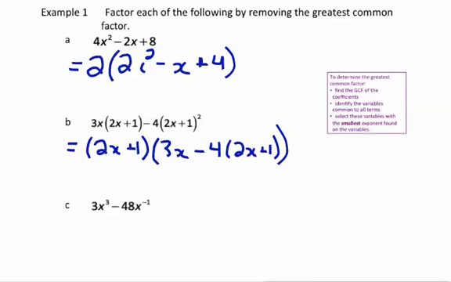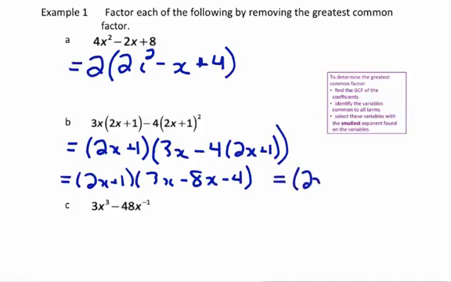Now at this point, we need to take a look, is there any simplifying we can do? Well, yes there is. So this 2x plus 1 is going to stay put, but we can distribute that 4 into its 2x plus 1 as such, and we can then simplify just a little bit more. 3x minus 8x gives us negative 5x, and we had the minus 4.